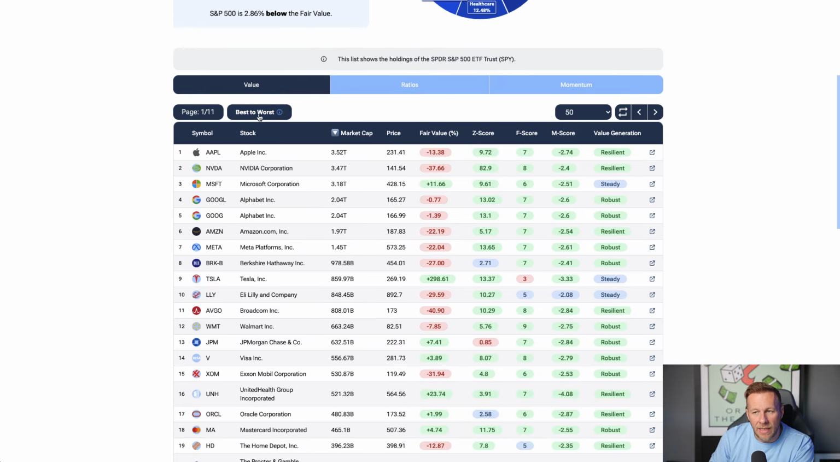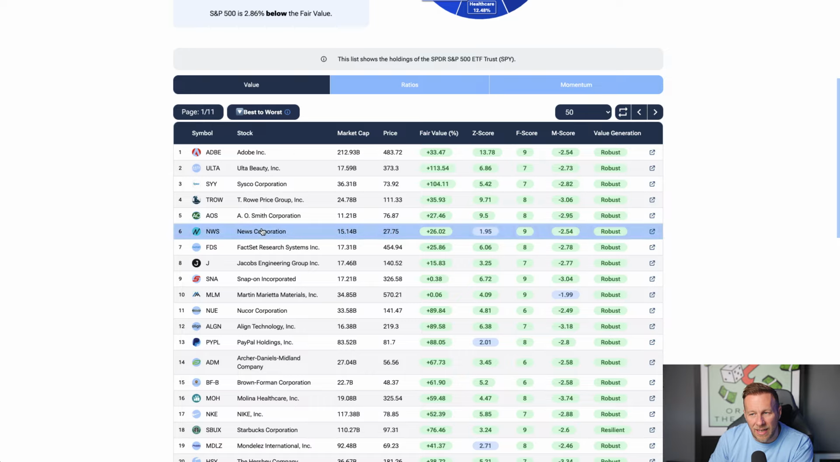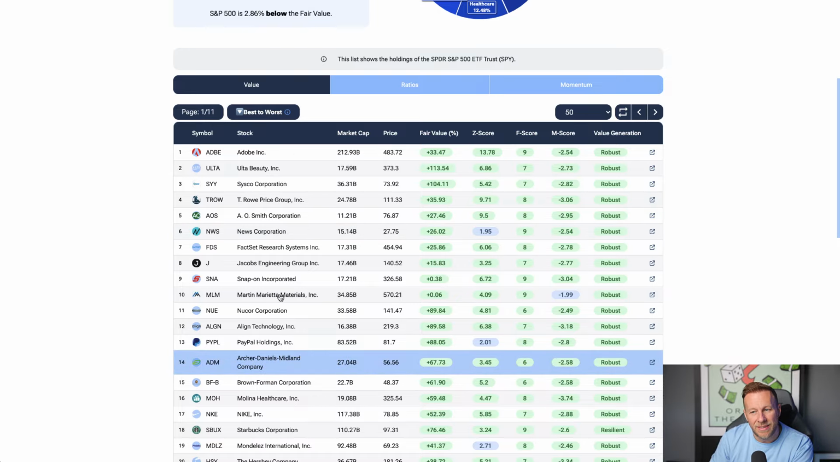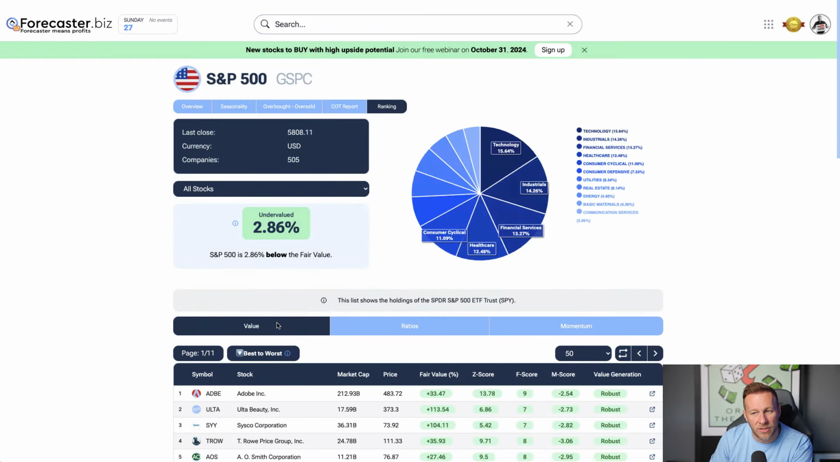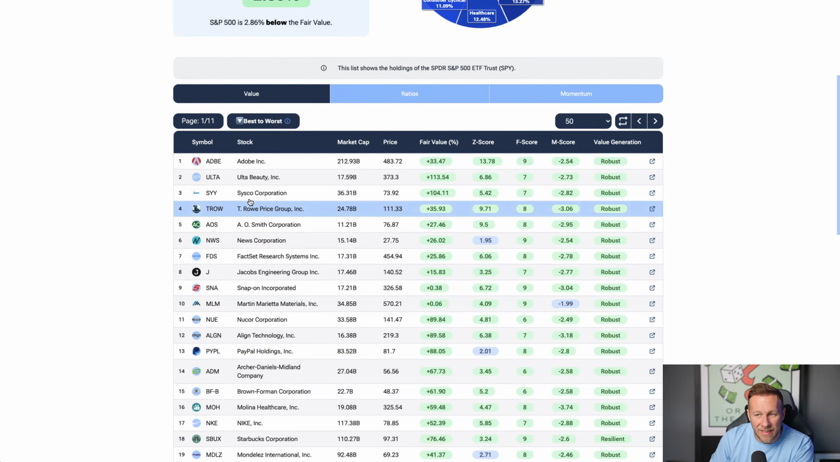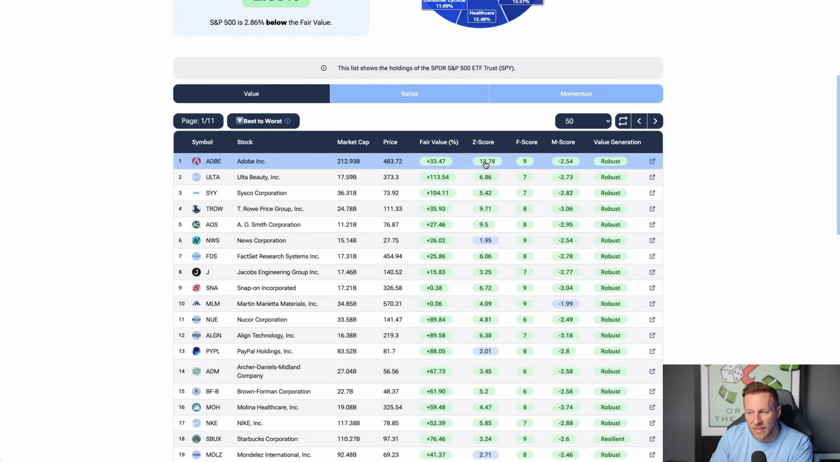Or you can scroll down here and just go best to worst. This will reorder the top 50 into best to worst. What's really nice about this is it puts all of these scores at a glance in the table. I love things like this. The Z score, right? The Altman Z score, the F score, the Petroski score, Beneish M score. You've got all of those things there at a glance.